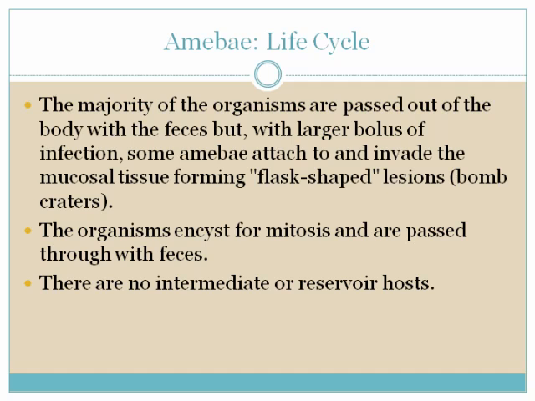The majority of the organisms are passed out of the feces, but with a larger bolus of infection, some amoeba attach to and invade the mucosal tissue, forming flask-shaped lesions. Those are also called bomb craters. The organisms encyst for mitosis and are passed through the feces. There's no intermediate or reservoir host with the amoeba.